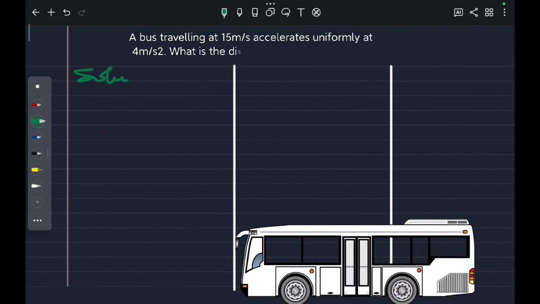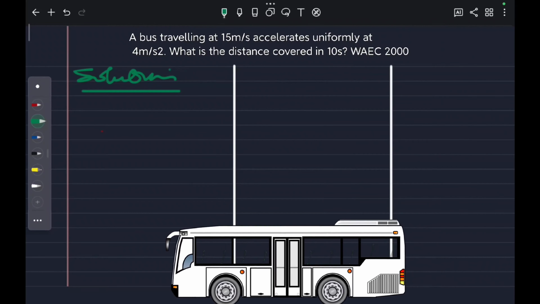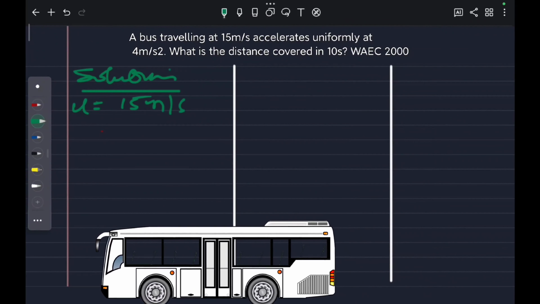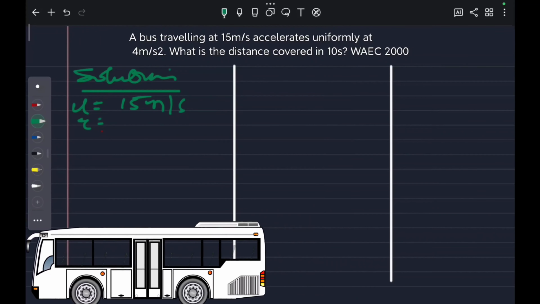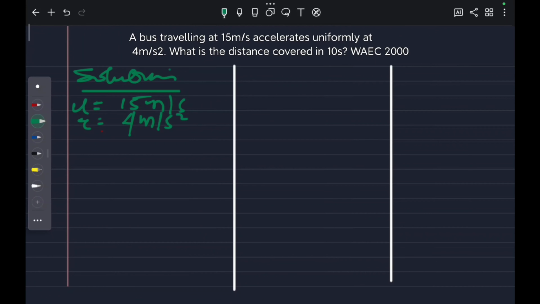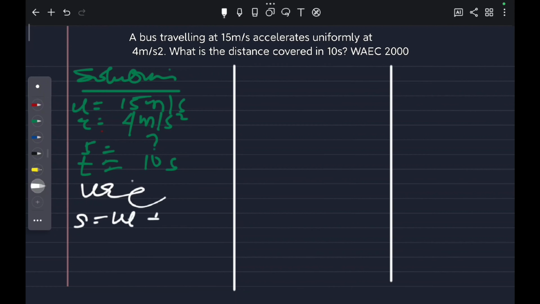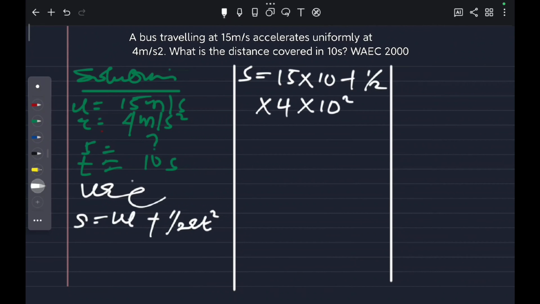This question states that a bus traveling at 15 meters per second accelerates uniformly. So our U is equal to 15 meters per second, the initial velocity. Our acceleration is equal to 4 meters per second squared. Then our distance is unknown. Time is equal to 10 seconds. If we use the second equation of motion, we have S is equal to UT plus half AT squared. So S is equal to 15 multiplied by 10 plus half multiplied by 4 multiplied by 10 squared.